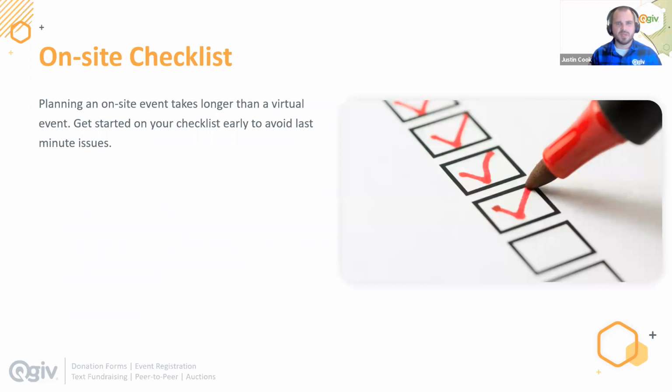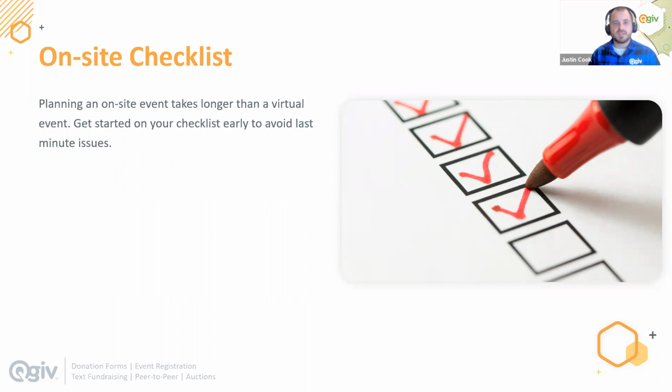So let's dive in a little bit to the different types of events that we can host and then what we can do for each of those. So when planning an on-site event, this is going to be the longest versus a virtual event, right? This is the part that'll take the longest out of the entire process. There are a lot of moving parts here, and a lot of the on-site planning will take some time to accomplish based on where you're located.